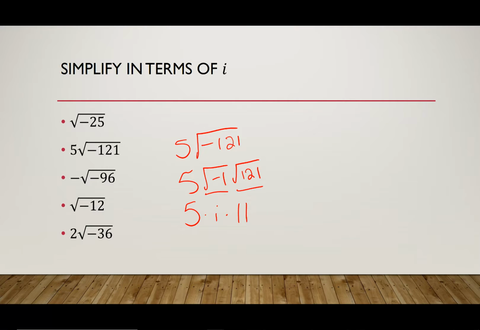Now, again, this is all multiplied. You don't see any plus signs or anything, do you? So it's 5 times i times 11, which you can combine. You can multiply the 5 and 11. 5 times 11 is 55. So this is 55i. 55i is our answer there.